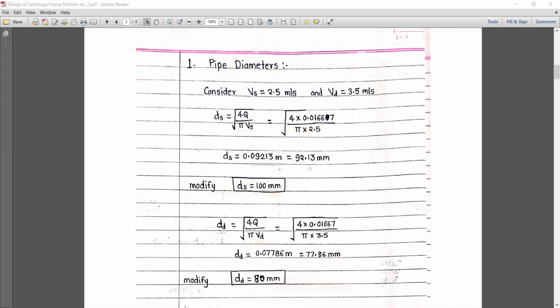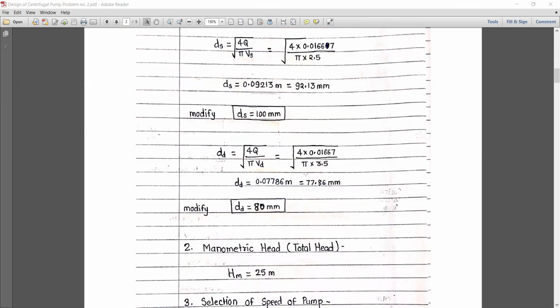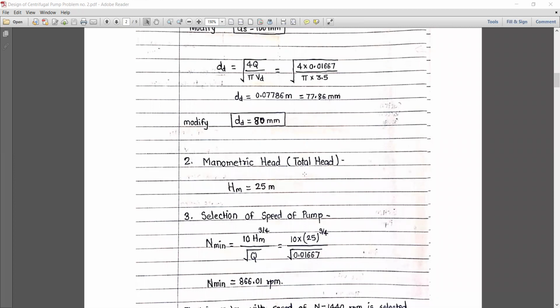Putting all the values, the suction pipe diameter is 92.13 mm. We can modify this to the standard value, that is 100 mm. Then the delivery pipe. With the same equation, we can calculate the delivery pipe diameter. Similarly, putting the values related to the delivery pipe, that is only the velocity, as the discharge will be the same, the delivery pipe diameter is 77.86 mm. You can round this up to 80 mm.